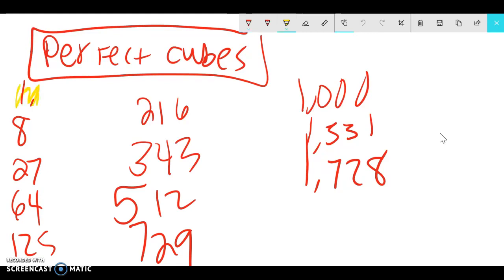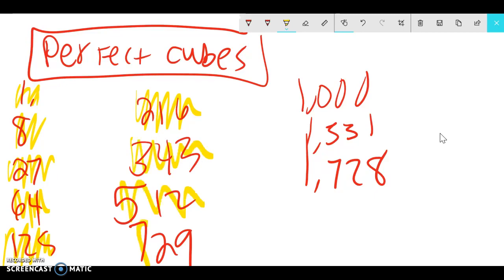So 1 times 1 times 1 is 1. 2 times 2 times 2 is 8. 3 times 3 times 3, 27. 4 times 4 times 4 is 64. 5 times 5 times 5 is 125. 6 times 6 times 6 is 216. 7 times 7 times 7. 8 times 8 times 8. 9 times 9 times 9. 10 times 10 times 10. 11 times 11 times 11. 12 times 12 times 12.